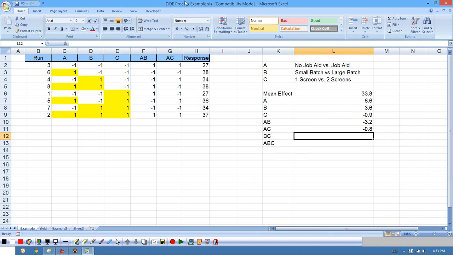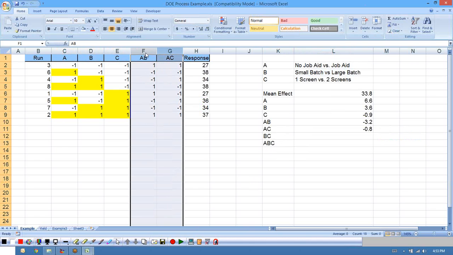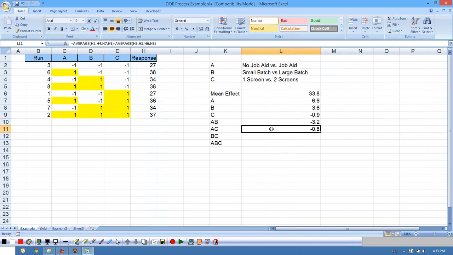In DOE Helper, essentially, what you do is you take all of your factors, A, B, and C. Not AB. You don't actually have an AB factor. You just have A, B, and C. Just these three: job aid versus no, small batch versus large, and one screen versus two screens. Let me hide those. Those are dummy columns that are necessary for that.